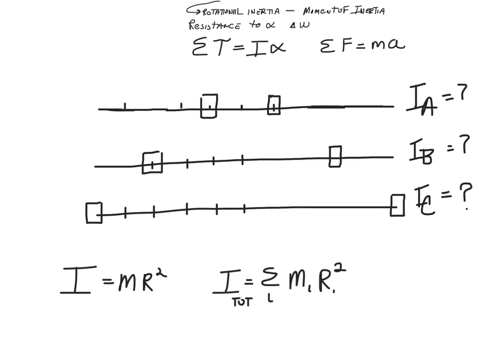But for these three examples, you can start practicing now. Ignoring the inertia of the rods, just the inertia of the two masses, calculate the total inertia of A, the total inertia of B, and the total inertia of C. So pause the video and do that.